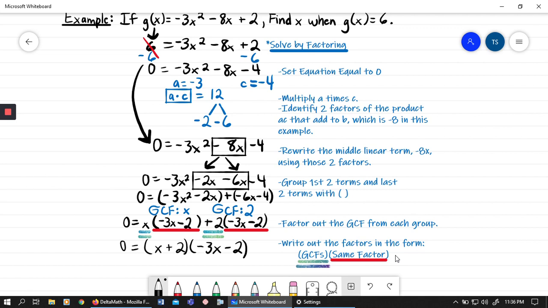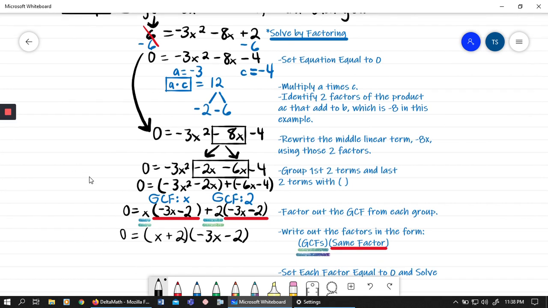And from there, guys, we need to go ahead and use the zero product property. That means that we need to set each factor equal to 0 and solve, because we're solving by factoring here.